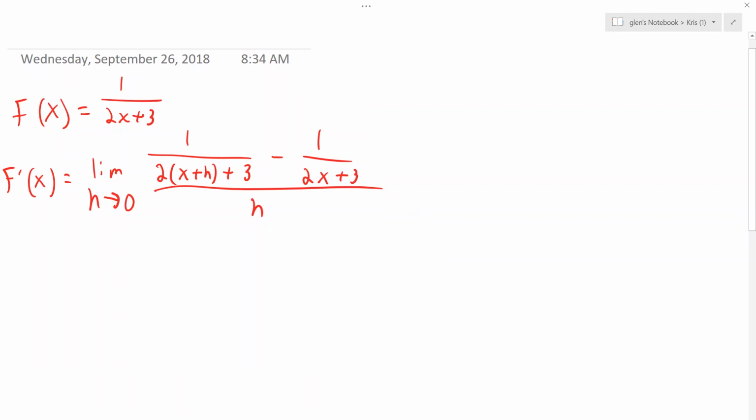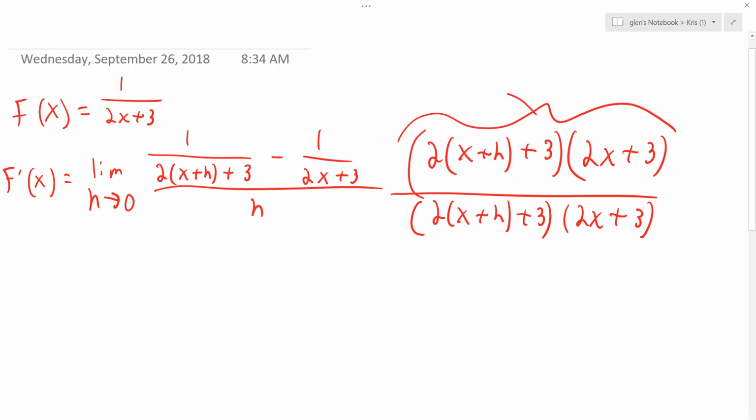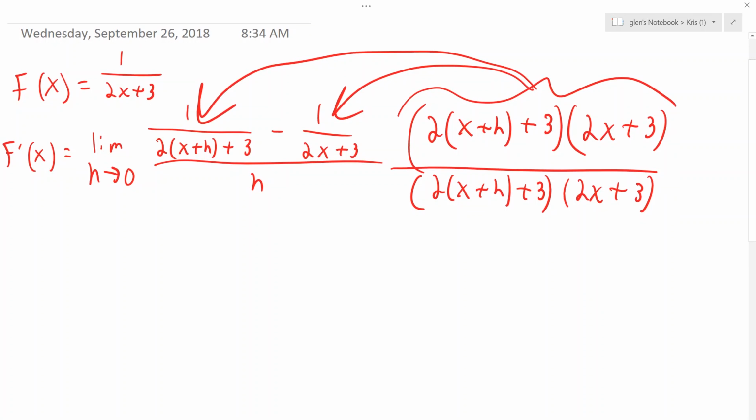When you've got a complex fraction, kids, we talked about multiplying through by 2x plus h plus 3 and 2x plus 3. We are doing that because we want to cancel out the denominators that are in the numerator. Okay? So both of these are going to get multiplied to here and to here. You don't need to write a ton of work.